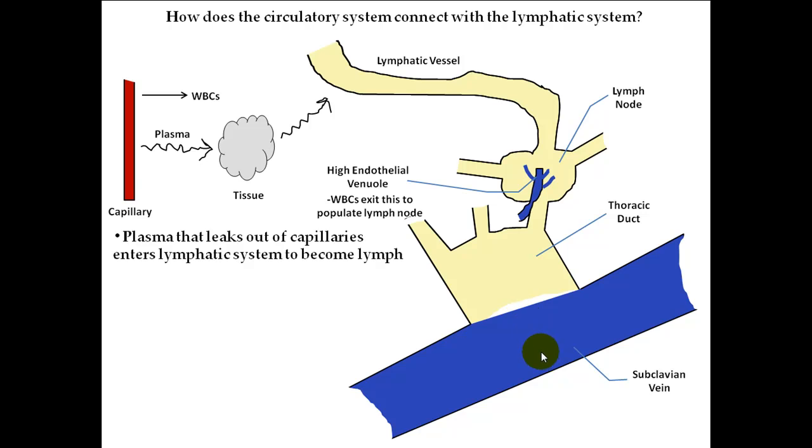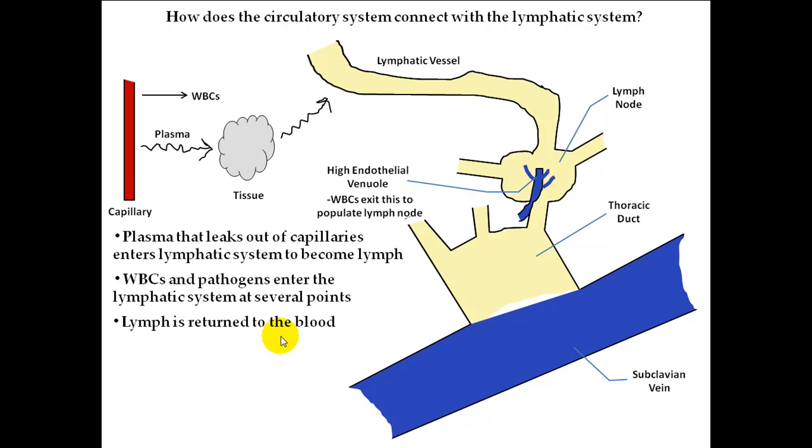So that's how all of the stuff that left the circulatory system ends up getting returned to the circulatory system. And so to sum up all of this stuff that we just mentioned, how does the circulatory system connect with the lymphatic system? The plasma that leaks out of the capillaries enters the lymphatic system to become lymph. White blood cells and pathogens enter the lymphatic system at several points. So we mentioned, for example, having them seep out of capillaries, and then most of them enter the lymphatic system by seeping out of these things called high endothelial venules directly into the lymph node. That lymph that ends up populating the lymphatic system ends up being returned to the blood, right? So that the plasma portion of the blood doesn't end up drying out.